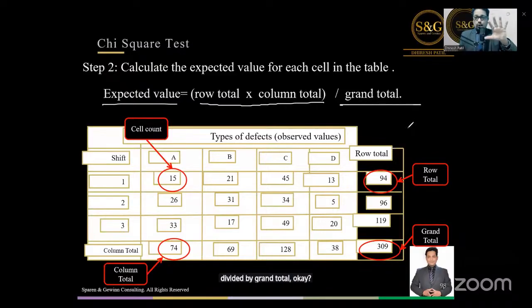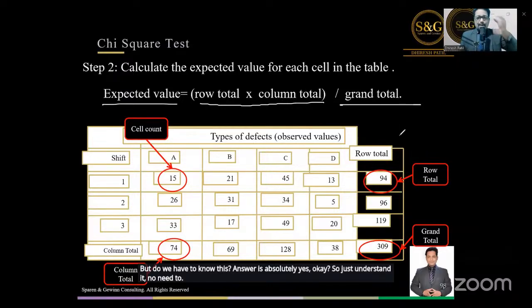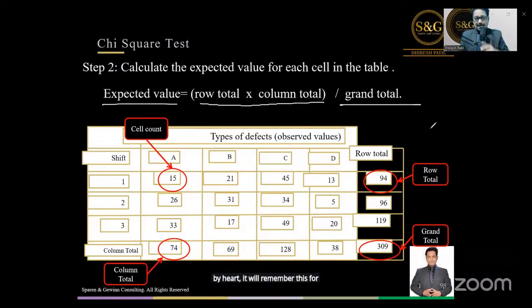Do we have to remember all these things? The answer is absolutely no. But do we have to know this? The answer is absolutely yes. So just understand it. No need to learn it by heart or remember this for a very long time. Now, what is the row total? Row is horizontal. Column is the vertical, right?